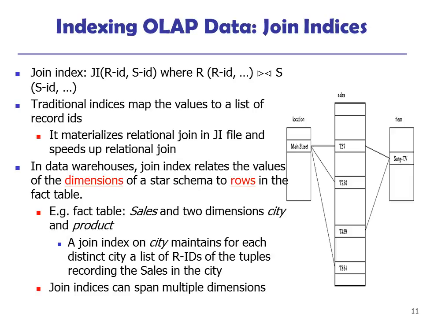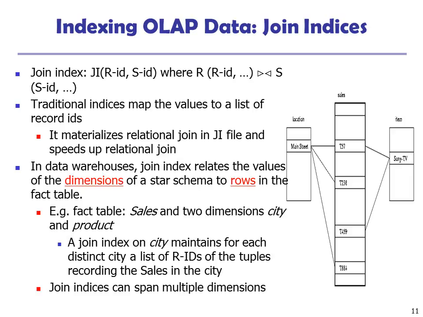In our data warehouses, we have talked about the two-dimensional join that happens in a relational database. So how does it work in a data warehouse? The join index basically relates the values of our dimensions in a star schema to the rows in the fact table. The example is given on the right. You have the fact table, which has sales and two dimensions, city and product. A join index on the city maintains for every distinct city a list of the RIDs of the tuples which record the sales in the city.